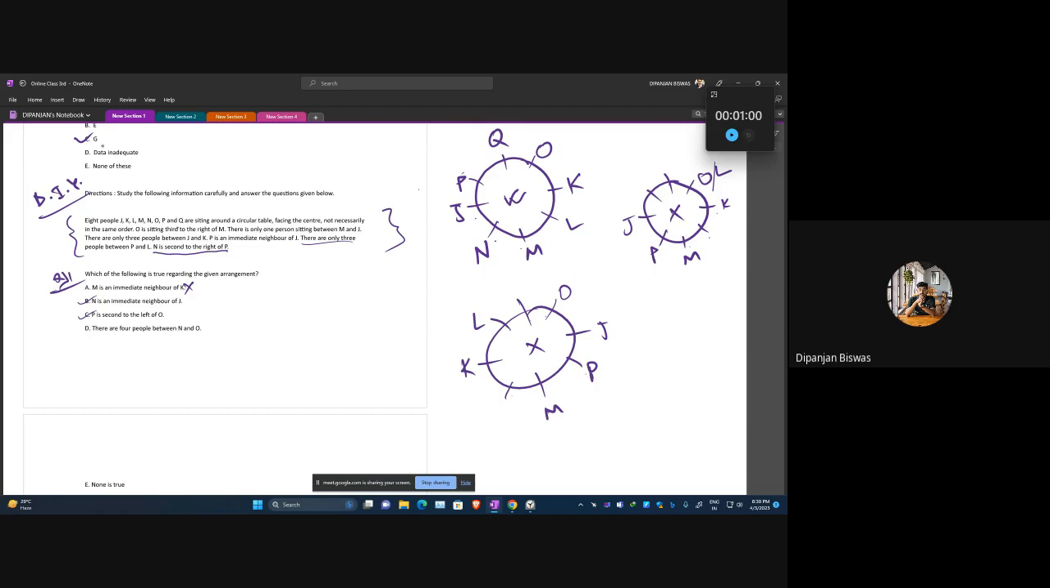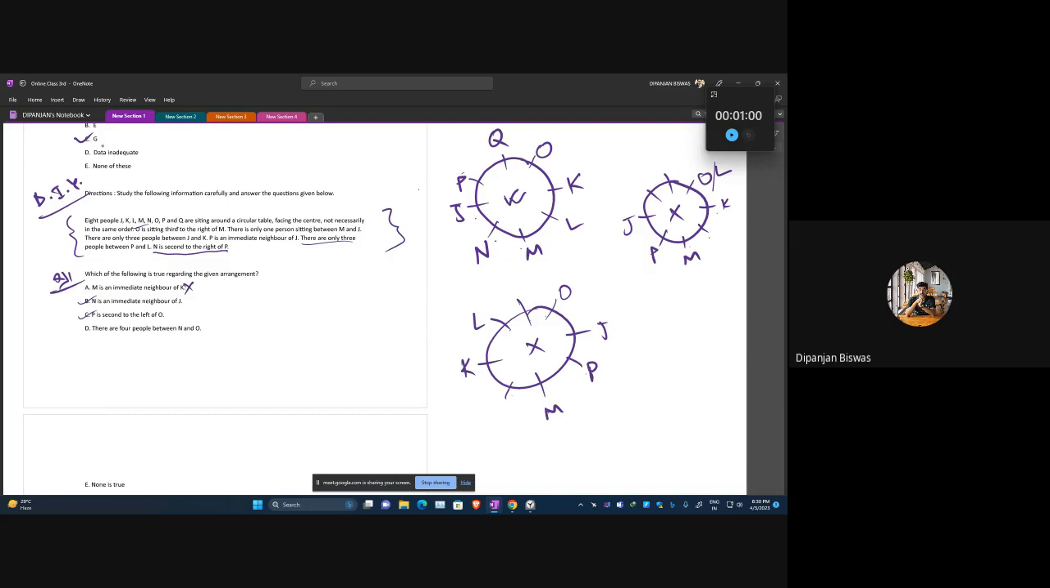You can just verify, if you are curious whether the arrangement is correct, by re-verifying the given statements according to your drawn seating arrangement. You can do it in this fashion. In the first statement, it is said O is sitting third to the right of M. As you can see here, O is third to the right of M. Only one person is sitting between M and J. We have only one person, N, between M and J. Then there are only three people sitting between J and K, in any direction. P is an immediate neighbor of J, obviously.